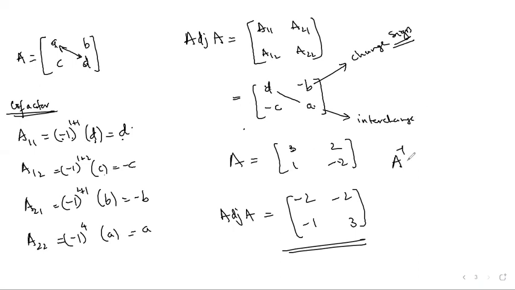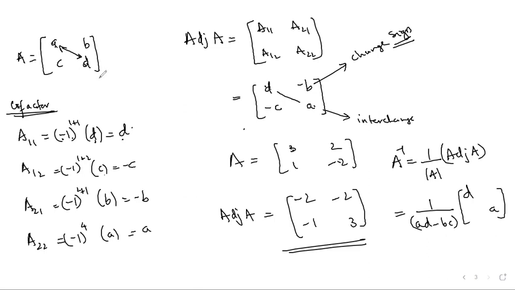And now can you tell me what is the inverse? 1 upon determinant of A into adjoint of A. Tell me what is the determinant of this: AD minus BC. And then its inverse. What is its inverse? Then its adjoint: diagonally interchange, other diagonal change the sign. Follow the method? Yes, sir. Have you noted? So writing.